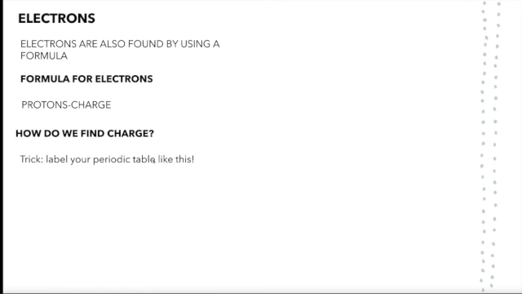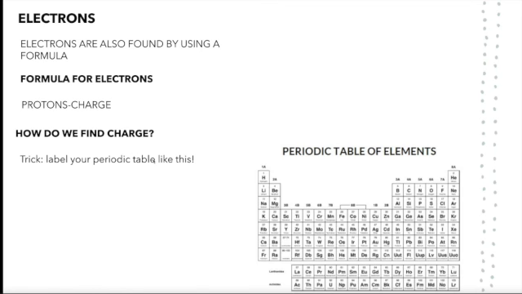Trick, label your periodic table like this. So here's a periodic table of elements. You would label this like this: +1, +2. All of this here is going to be the transition metals, which means that it doesn't have a charge. So if they were to ask you what the number of electrons is, they would give you the charge. For 3A, it would be +3.